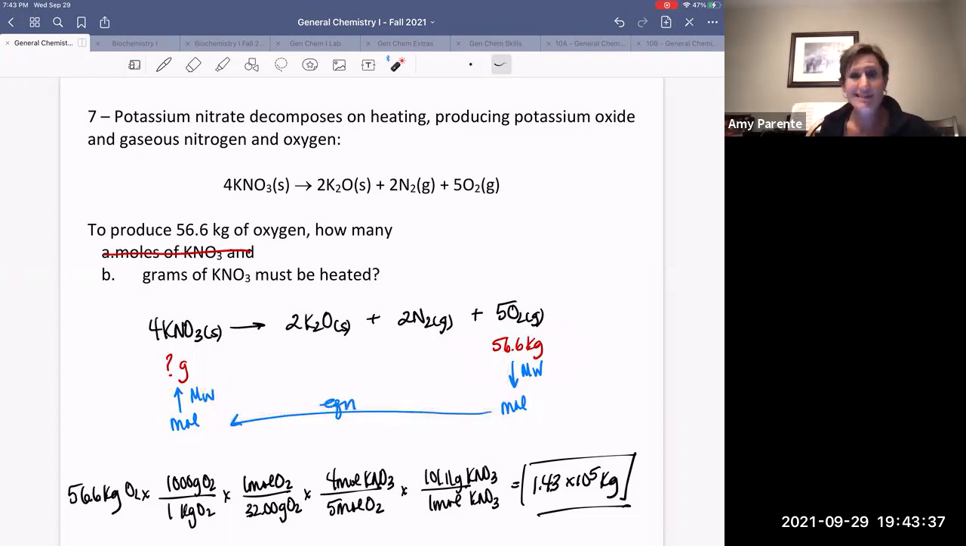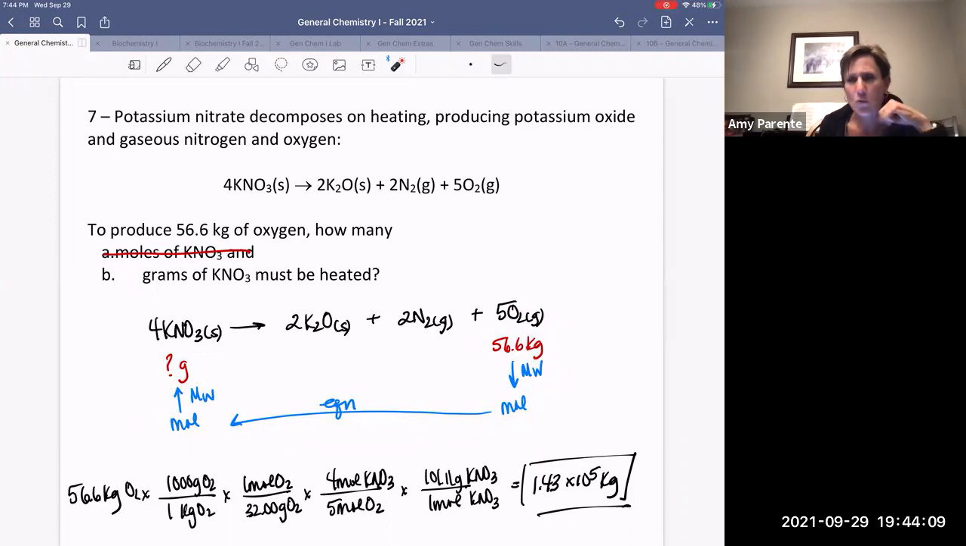So in this case, and this is just like you're going to see on Friday's class, the only thing that we don't have here is I will be giving you molecular weight, so you won't have to figure that out. So I'm going to take the mass of oxygen that I'd like to produce. I'm going to use molecular weight to convert it to moles. I'm going to have a balanced chemical equation to change who I'm talking about. And then I'm going to use molecular weight again to figure out how many grams of my reactant, potassium nitrate, that I'm going to use.